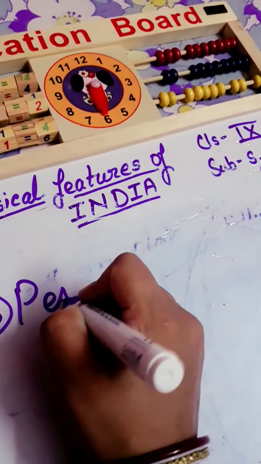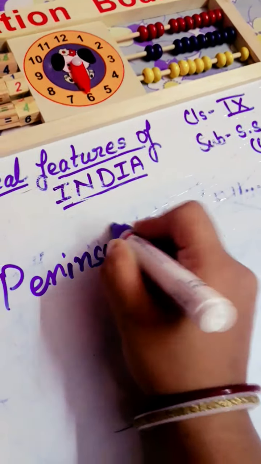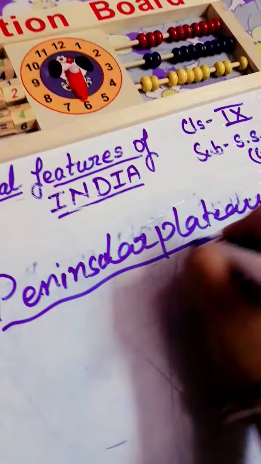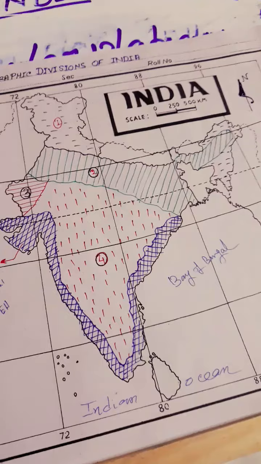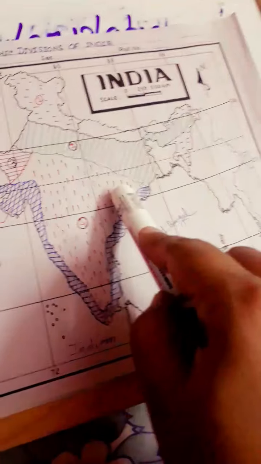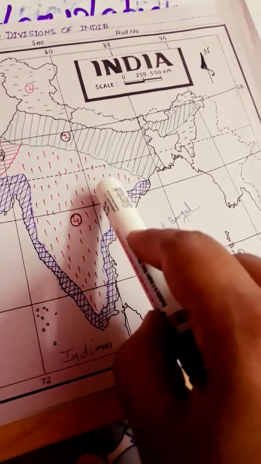Next we will discuss about the Peninsular Plateau. Number 3, the Peninsular Plateau. I have already discussed it, that which portion is known as the peninsular. This portion, number 4, this portion is known as the peninsula. Why peninsula? We have already discussed.